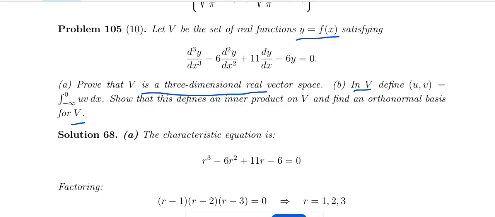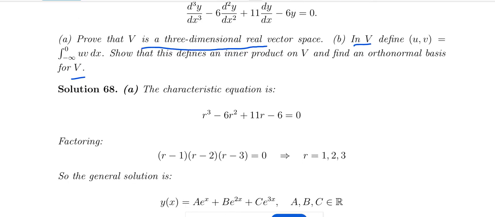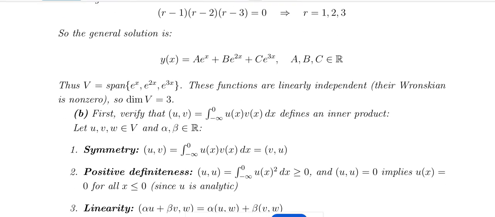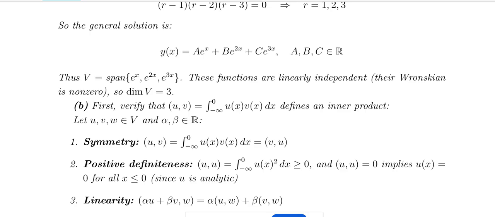Orthonormal basis of v. So the characteristic equation is r cube and so on, and we can find its solution. So that is e power x, e power 3x, e power 2x. V is the span of these. The functions are linearly independent because the Wronskian is non-zero. So the dimension of v equal to 3. Dimension of v is 3. So how to find the dimension? The number of linearly independent solutions is called the dimension.